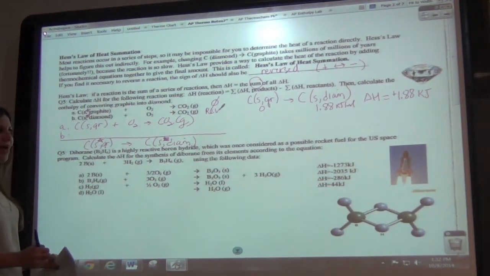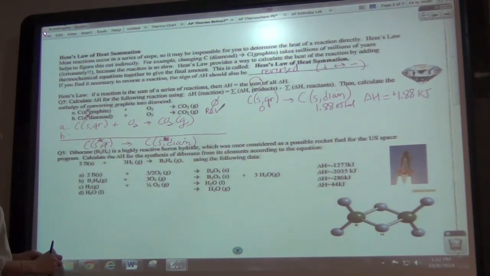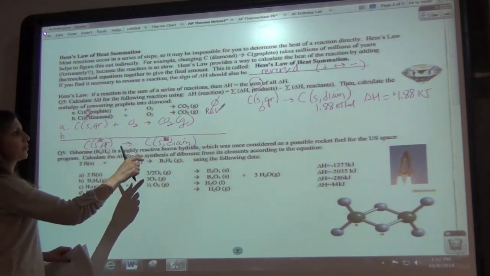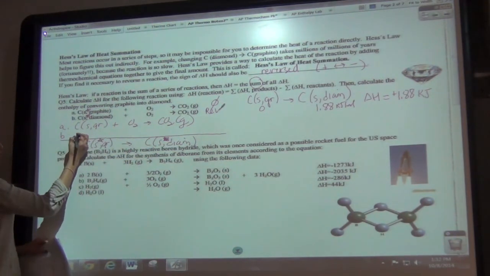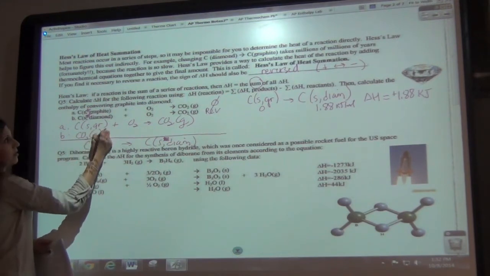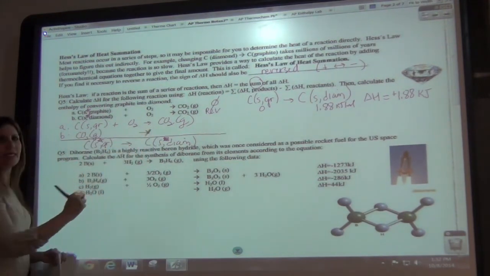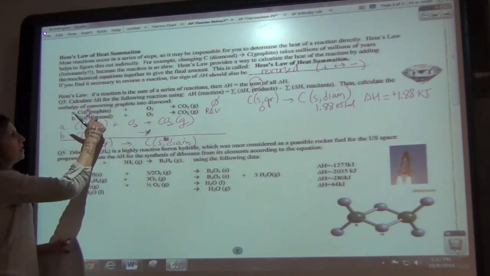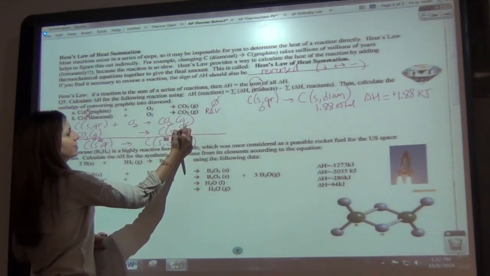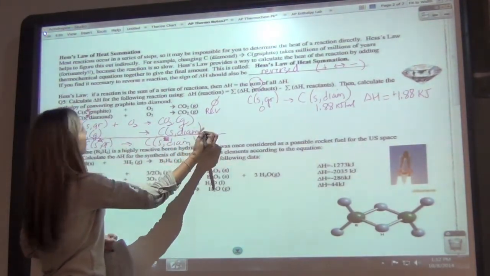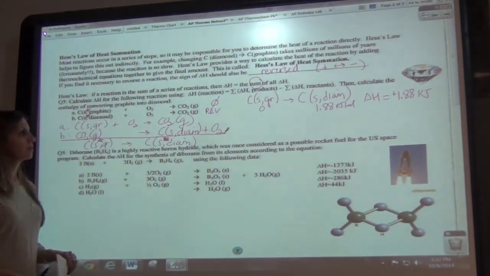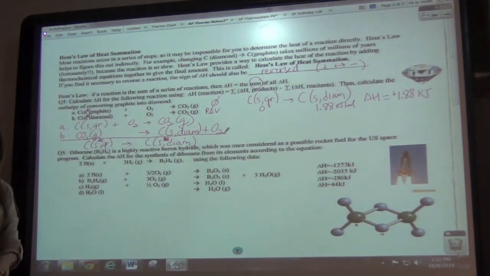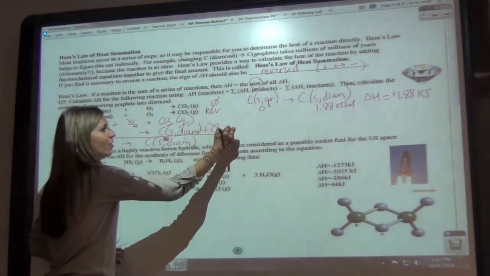You can write flipped, you can write rev, whatever it is that you want to write on there. Then once I'm done with this, I'm going to reverse this reaction. So it's going to be CO2 gas, then my arrow. I like to line up my arrows. That way I know what's on my reactant side and what's on my product side. Yields the carbon solid diamond plus O2. Okay. Does anything cancel out? Yes. What do you see that cancels out? The O2. Awesome. Right there, that cancels out with that one.